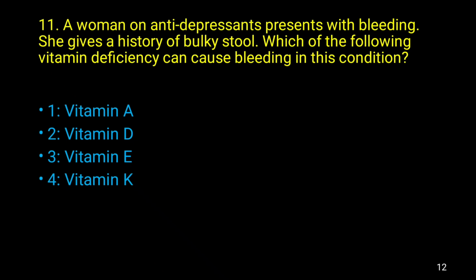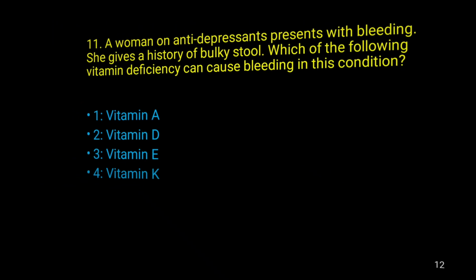Vitamin A is related with vision, skin and mucous membrane. Vitamin D is related with bone structure, that is osteoporosis as well as rickets. Vitamin E is mostly related with antioxidant activity. But here the right option is vitamin K, which affects factors 2, 7, 9, 10 by gamma carboxylation of glutamic acid, that is the vitamin K cycle.